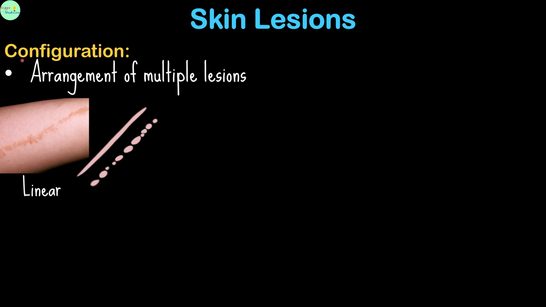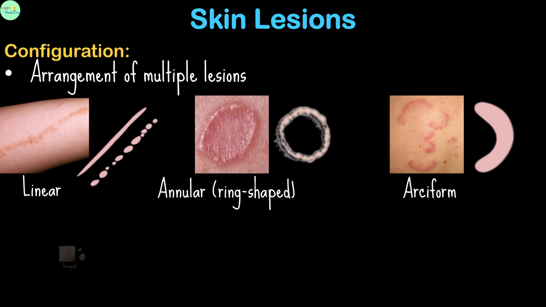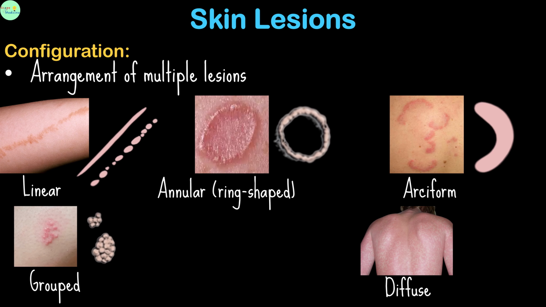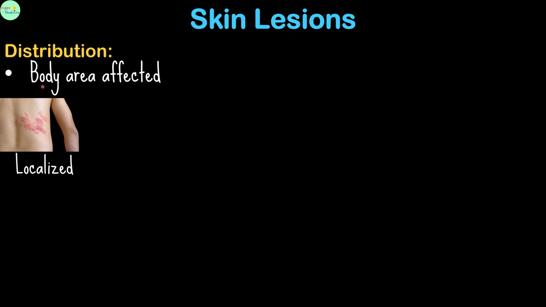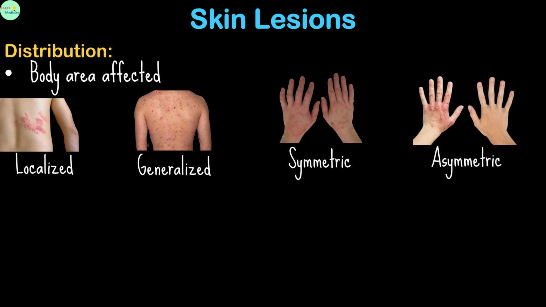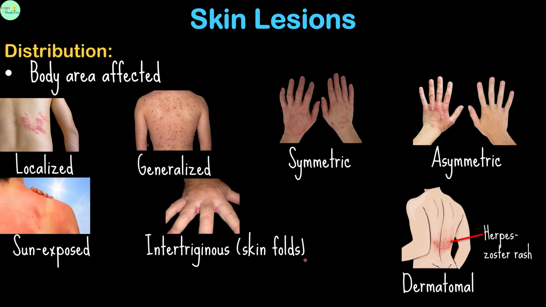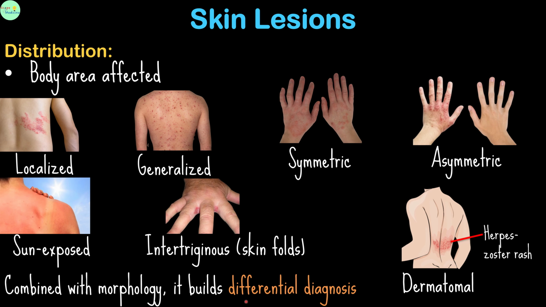First is the configuration, which describes the arrangement of multiple lesions. Patterns include linear, annular, which means ring-shaped, arciform, grouped, or diffuse. Second is the distribution, which describes the body area affected. Terms include localized, generalized, symmetric, asymmetric, sun-exposed, intertriginous meaning skin folds, or dermatomal. These features, combined with the primary and secondary morphology, systematically build the differential diagnosis.